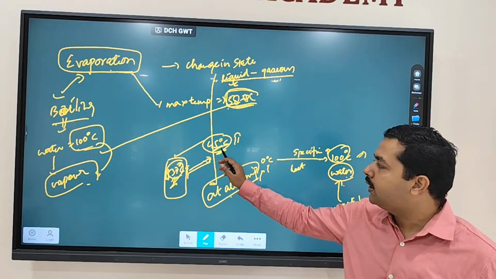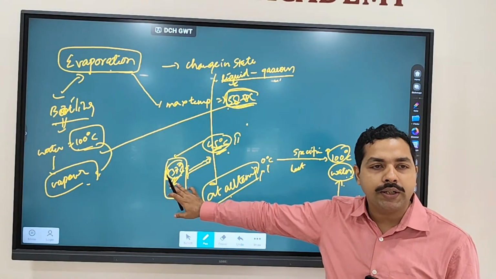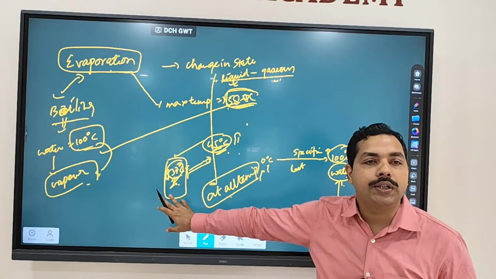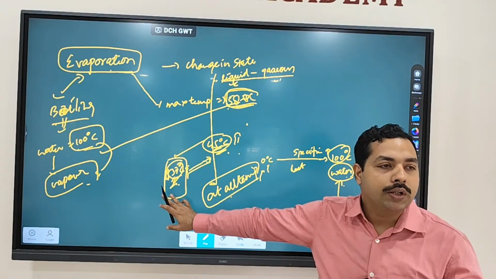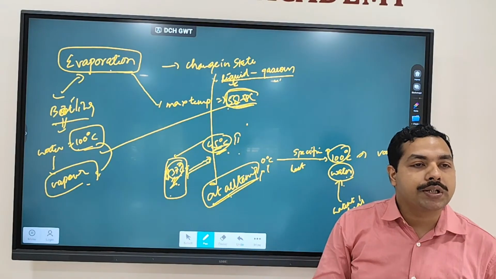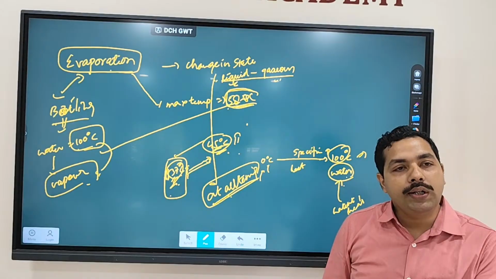Because if the outside temperature is more, then what will happen? It has to use less of its internal energy. If the outside temperature is less, then it has to use more of its internal energy to convert water into vapor state. So that's why the rate of evaporation increases with temperature. But evaporation can happen at what temperature? It can happen at all temperatures.